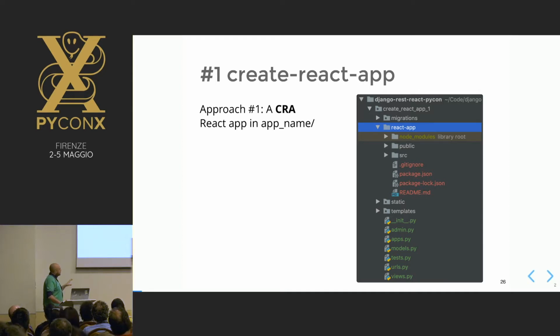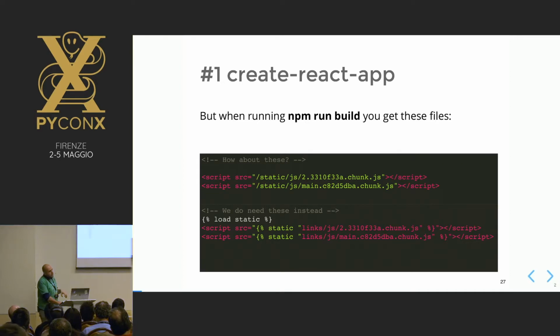But you have to build this front end. So when you're inside that folder, React app, you can run npm run build for spitting out the bundle. And when you run npm run build, you will get these files, which are not compatible with the Django templating system. You will get an index.html with these chunks of JavaScript. Each chunk has a unique name which changes during your workflow.